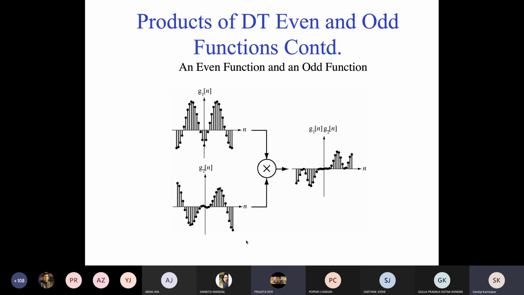Now an even and an odd function. g1[n] on the upper side is even and g2[n] is odd. So the product g1[n]g2[n] is given on the right hand side picture. It should be odd, right? Yes, sir.